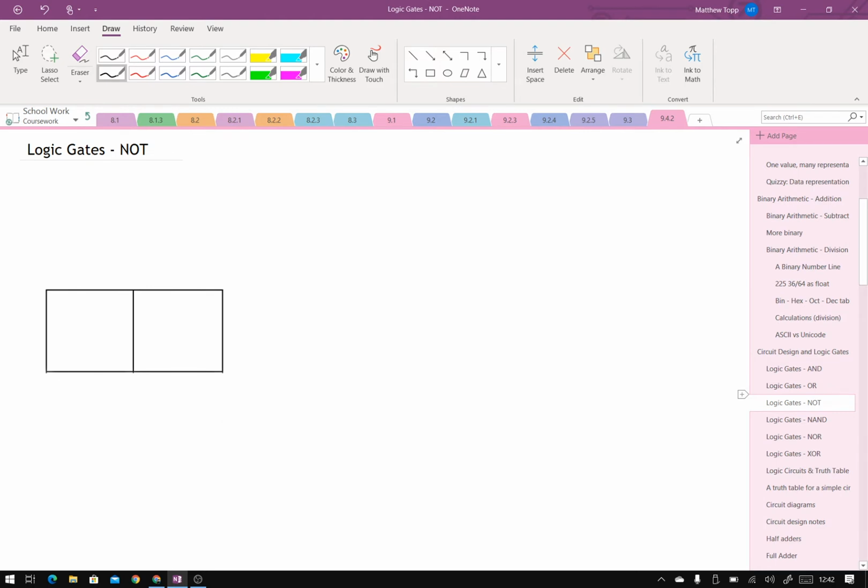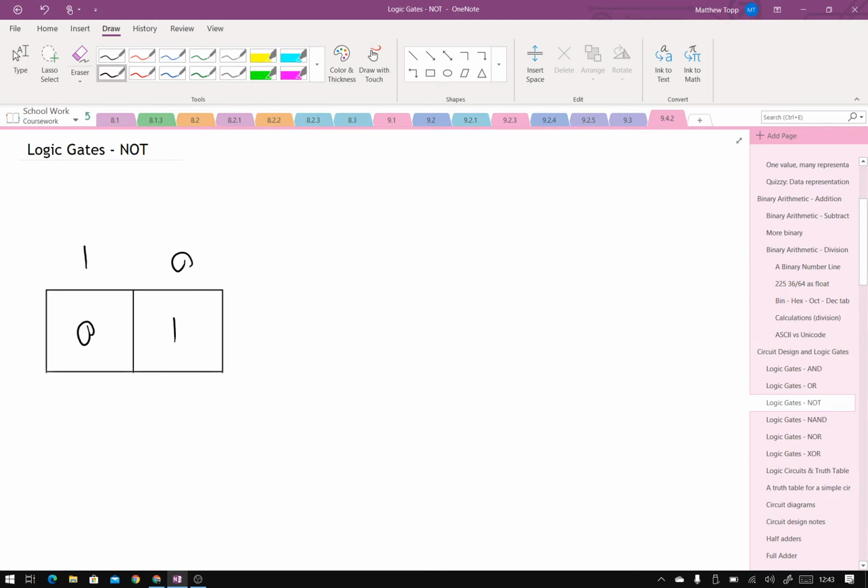Let's look at a NOT gate. A NOT gate is simple. It's got one input, therefore one output. It inverts the field. So if my input is 1, my output is not 1. What's not 1? My input is 0. What's not 0? That's it.